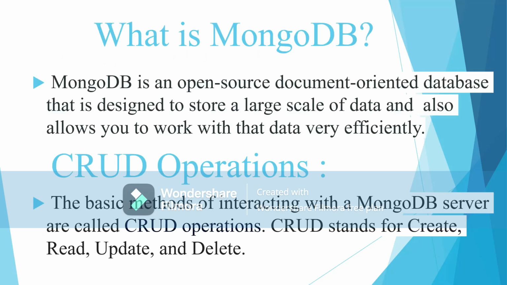Let's start with the video. So what is MongoDB? MongoDB is an open source document oriented database that is used to store large scale of data and also allows you to work with that data very efficiently. Means what? It is an open source document database and its purpose is to store a large amount of data, and it allows you to work with that data. Okay, so this was the definition of MongoDB.